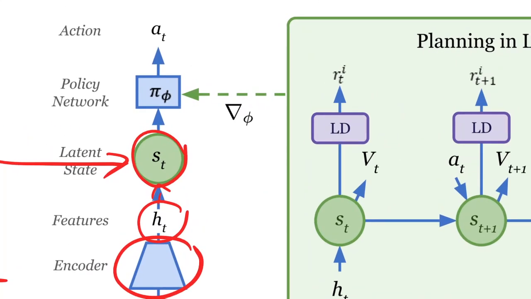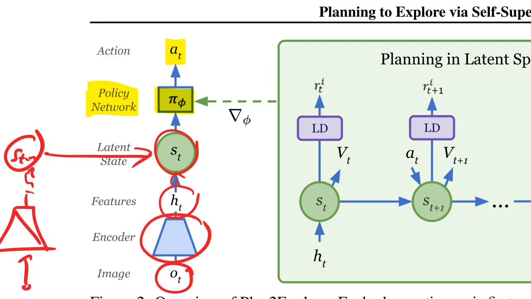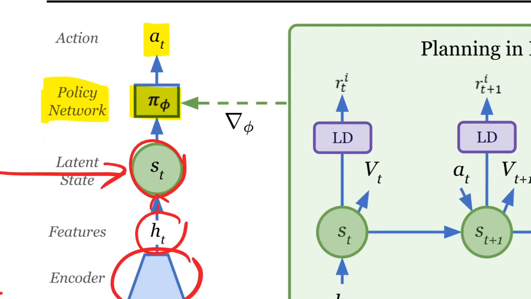But ultimately here, the agent has to decide on an action using this policy network. Now, how is this policy network trained? It has to come up with an action, but there are no rewards. So usually we would train this policy network with an actor-critic method. So we would also train some sort of a value function, and then the policy would try to maximize the value function. But if we don't have rewards, how are we going to do that?